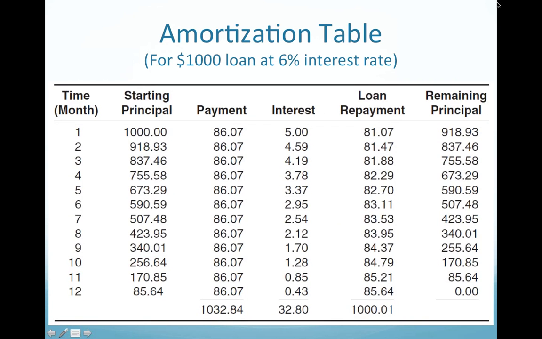Okay, so this is the schedule right here that we see. In that first month, we pay $5 for interest. The remaining $81.07 goes toward loan repayment. And if you add those two together, the $5 and $81.07, that's going to be your total payment. Now, the interest is all calculated by taking 6%, dividing it by 12 because it's 12 months in a year, and then multiplying that by 1,000. Obviously, 6 divided by 12 is half a point, 0.5, and then you take that 0.5% multiplied by 1,000 to come up with $5.